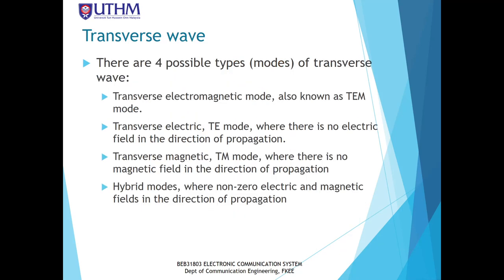So for transverse waves, there are four possible types, what we call modes of transverse. The first one is transverse electromagnetic, also known as the TEM mode. This is what we saw from previous slides about the electrical field and also the magnetic field. We will see about this later. Second, we have transverse electric, known as the TE mode, where there is no electric field in the direction of propagation. And then transverse magnetic, TM mode, where there is no magnetic field in the direction of propagation. Hybrid modes, where there are non-zero electric and magnetic fields in the direction of propagation. So in this chapter, we will focus on the TE and TM modes.